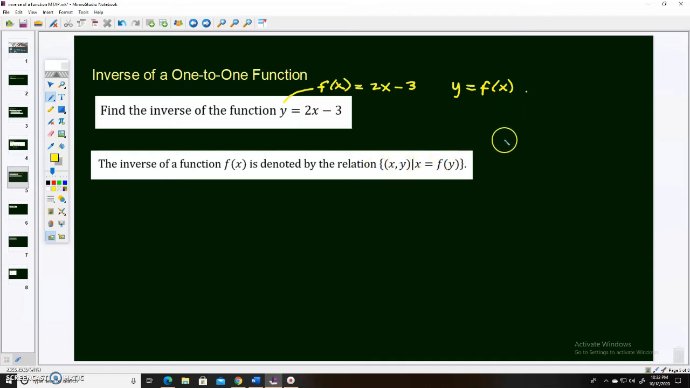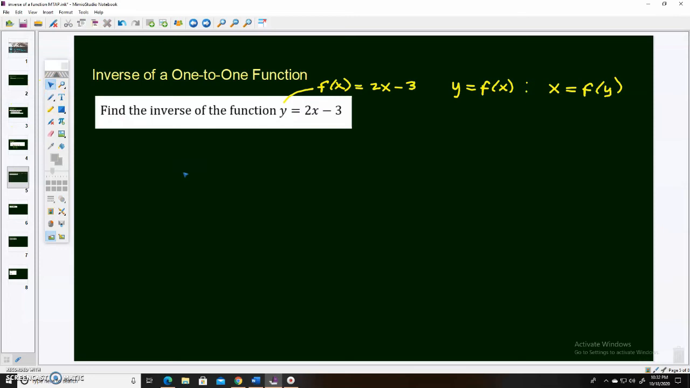The inverse would be denoted by the reverse of that, which is x, this time as a function of y. See that? y depends on x because y is a function of x. In the inverse, x depends on y, so x is a function of y. This would be your function and this is the inverse. The relationship is now changed or reversed. That's why you always see this in textbooks.